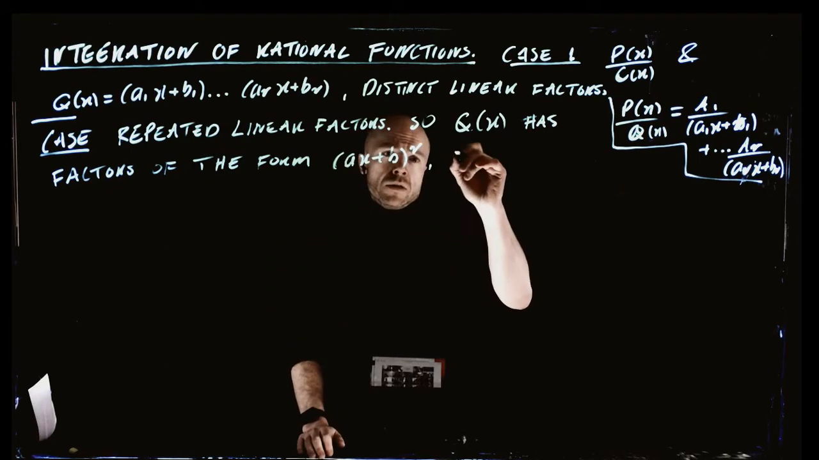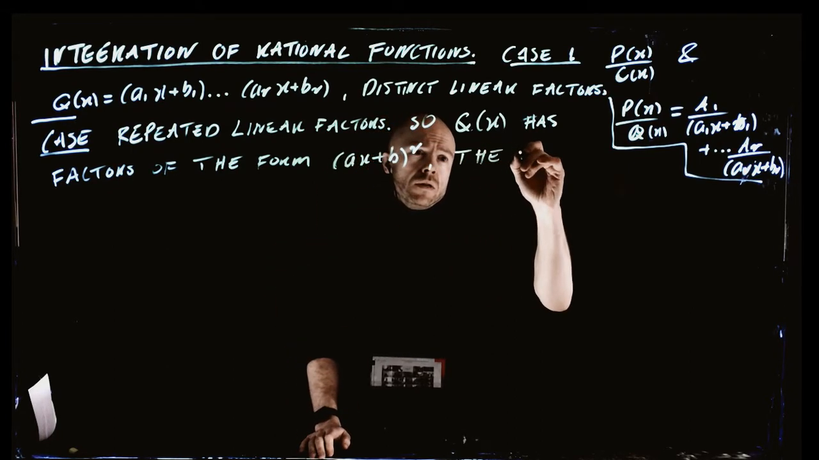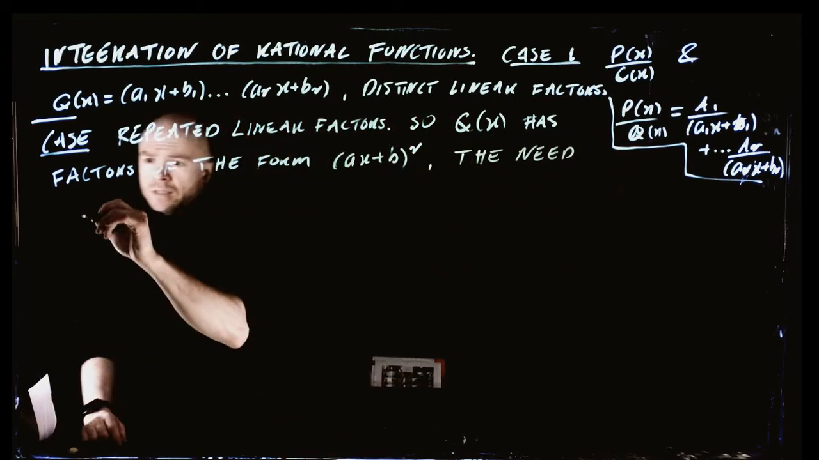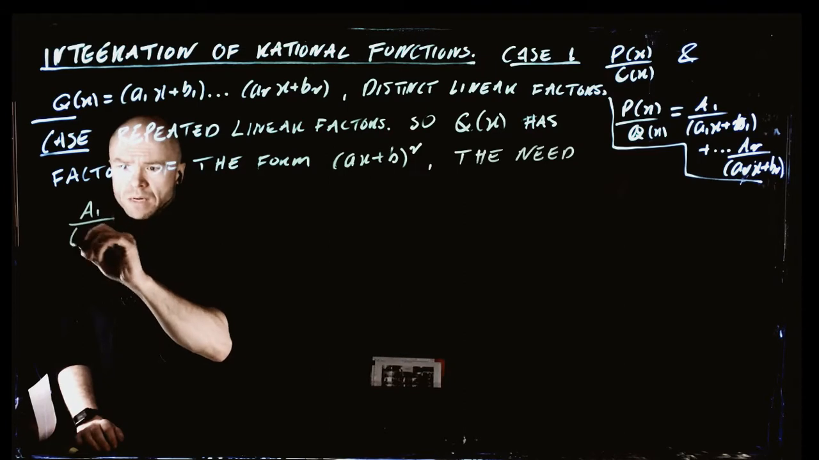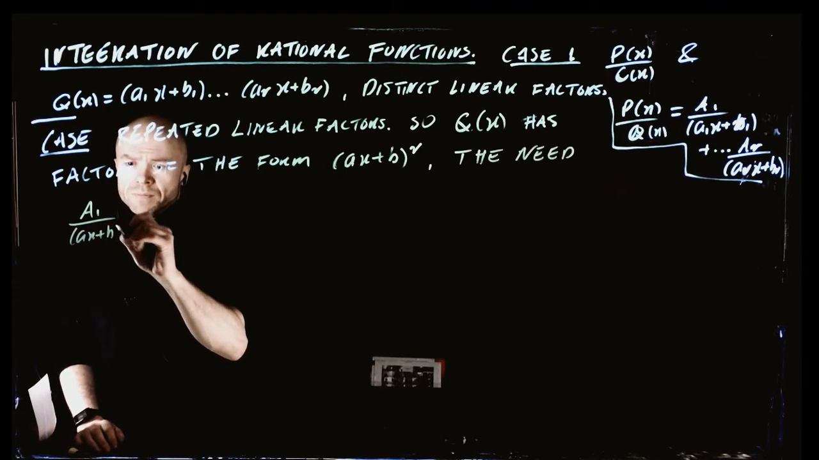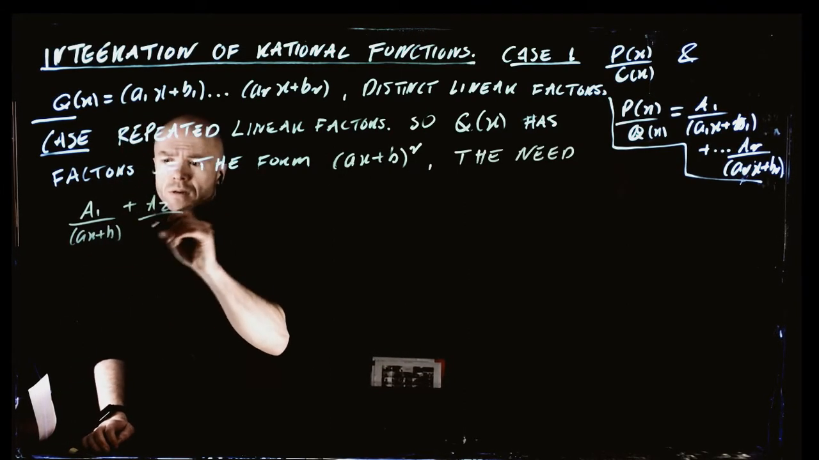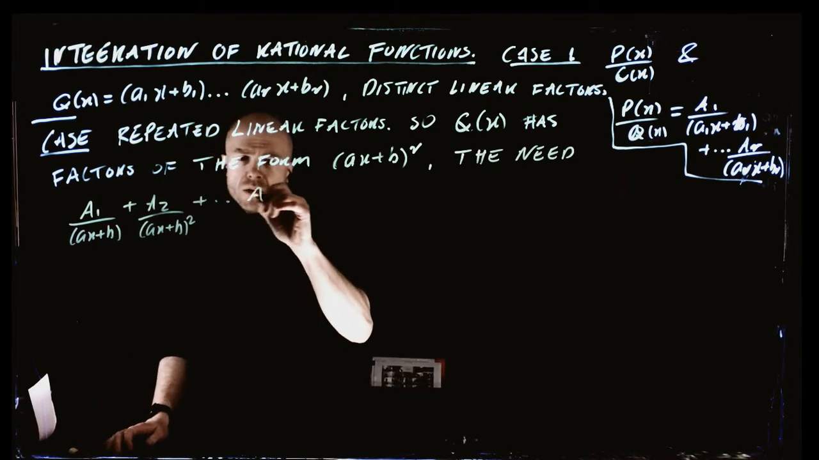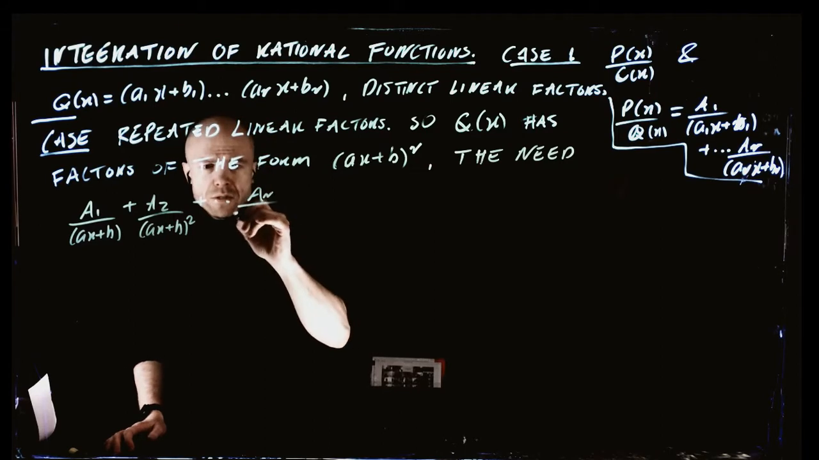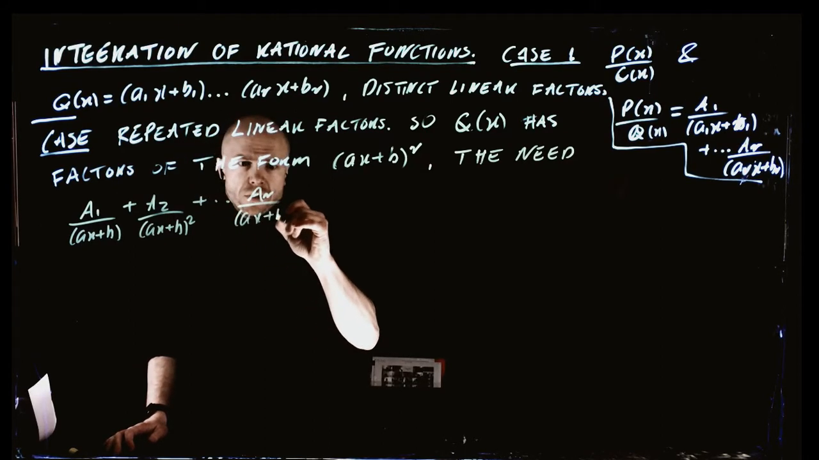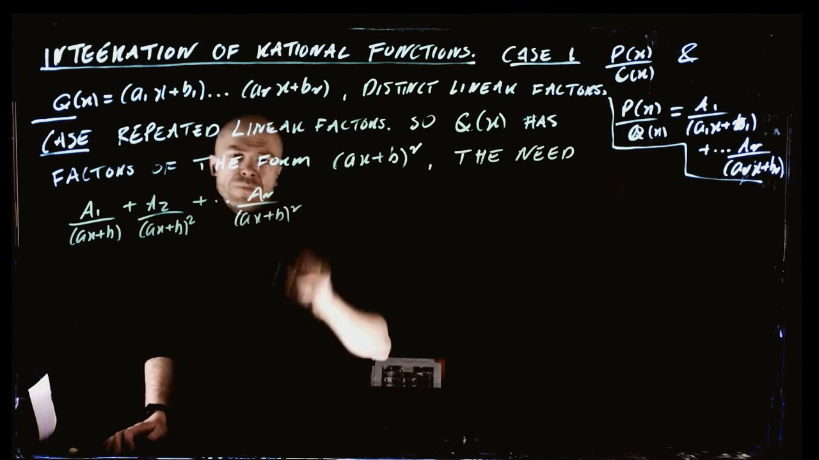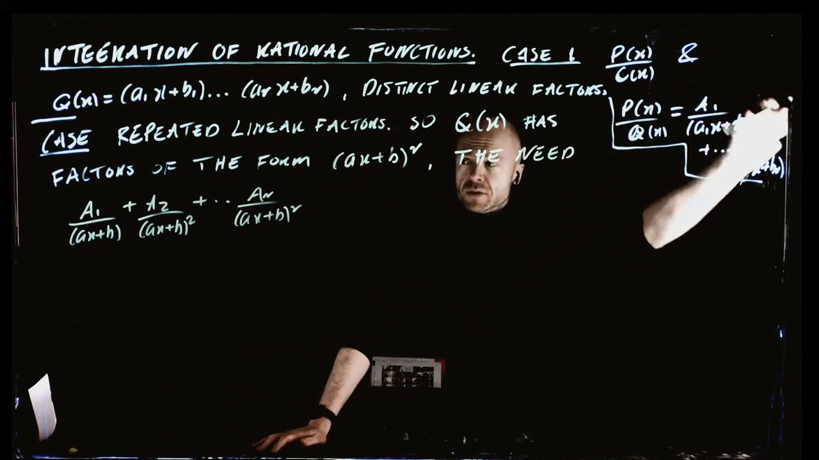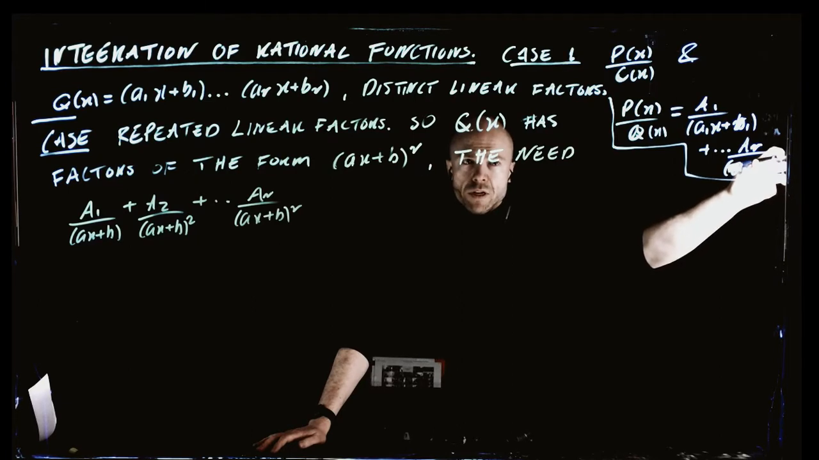We need some coefficient a1 over the first power, ax plus b, some coefficient a2 over the second power, ax plus b squared, and so on, however many powers of this linear factor we have. And then if everything else is linear factors, then we write them with different coefficients above the distinct linear factors. Okay.